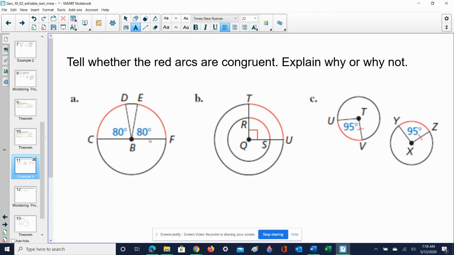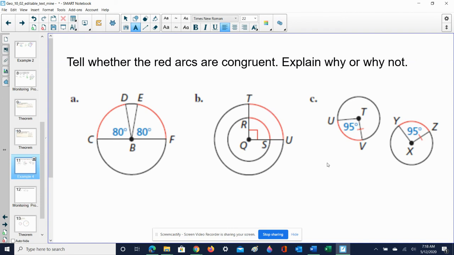Are those red arcs congruent? Well, they're only congruent if their central angles are the same. Here the two central angles are 80, so these two arcs must be congruent. Here, what's the central angle? It's a right angle. That's 90 degrees. That means this arc is 90. Now be very careful. This arc is 90.